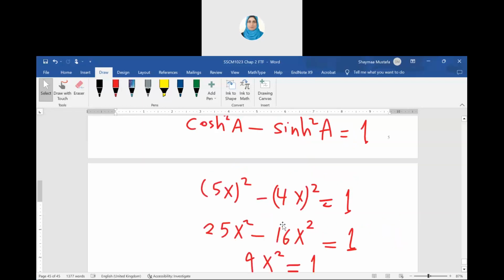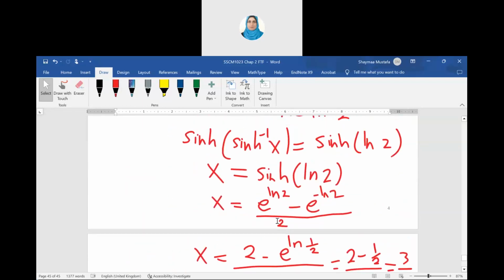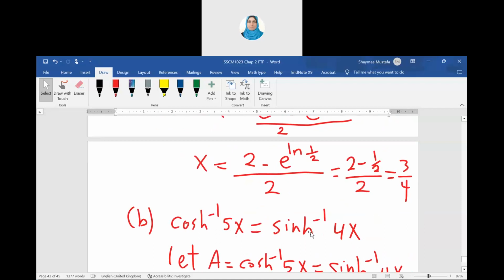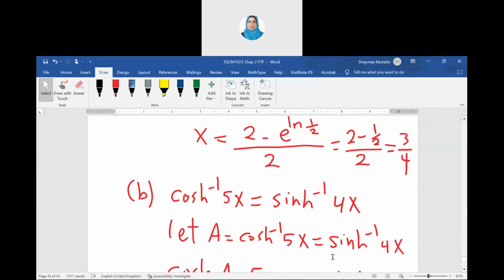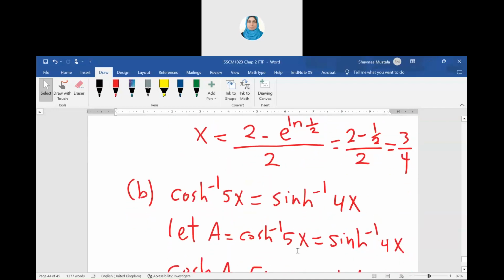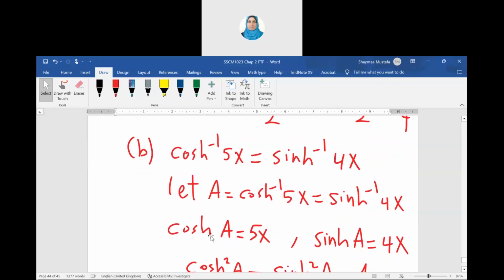So again, what I did is, we have this equation with cosh inverse, and we need to solve it and find the value of x that satisfies it. So assume A is equal to cosh inverse 5x, equal to sine inverse 4x, because these two values are equal. So just assume these two values are equal to A. What can we conclude? We can conclude that cosh A is equal to 5x, sine A is equal to 4x.